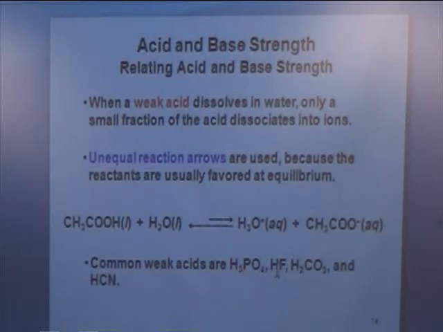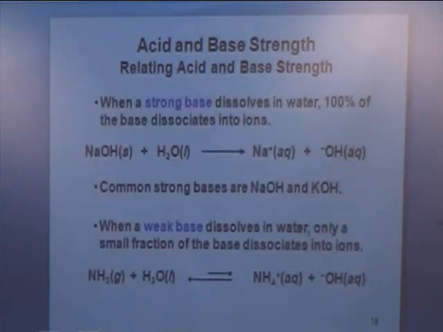Phosphoric acid, HF, hydrofluoric acid. Carbonic acid is a weak acid. And hydrogen cyanide is a weak acid, okay? There are not too many of them, so I would suggest to remember the names.